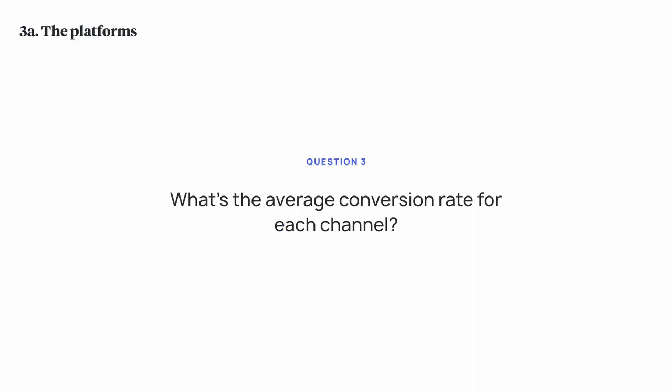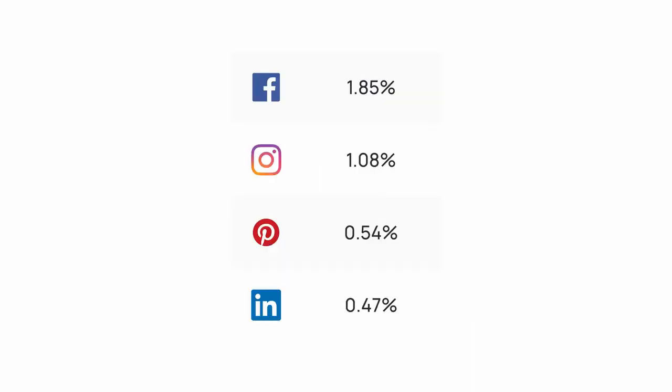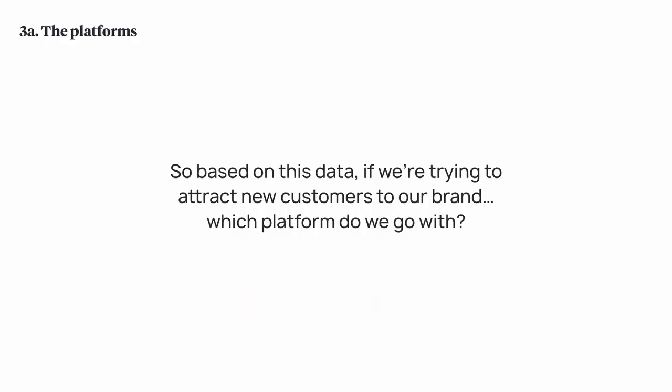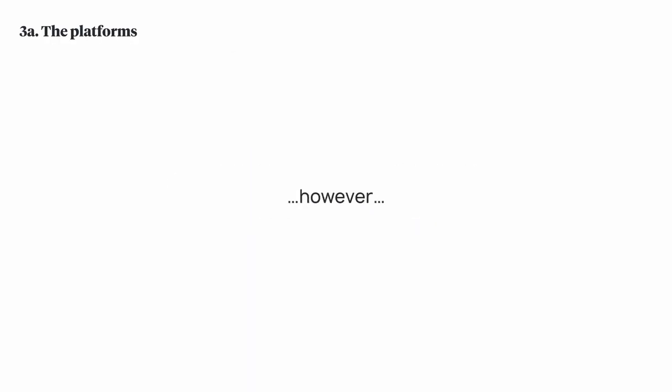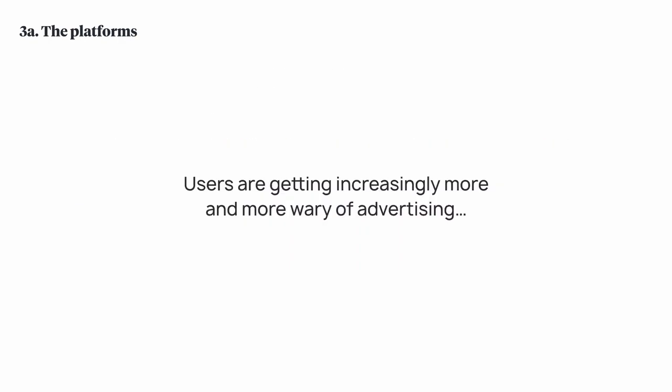Next is, what's the average conversion rate for your channel? Facebook is 1.85%, Instagram is 1%, Pinterest is 0.5%, and LinkedIn is about the same. So you can use this as a guidepost to understand the amount of conversions that I should see based on where I'm trying to post. And we're going to skip to this really quickly.